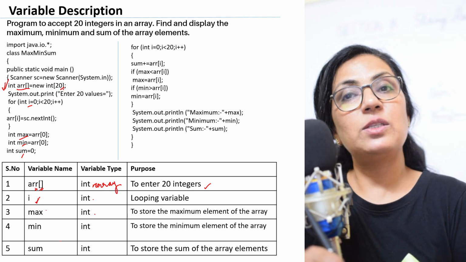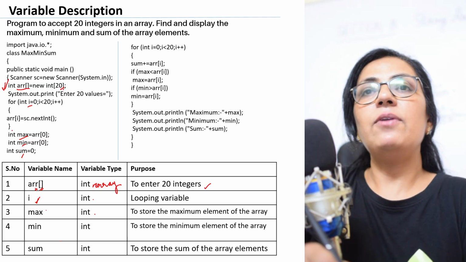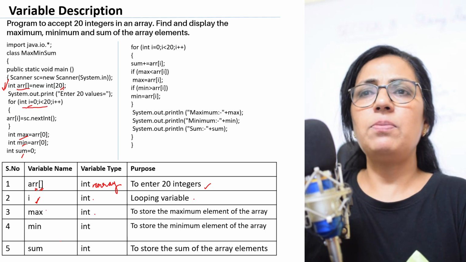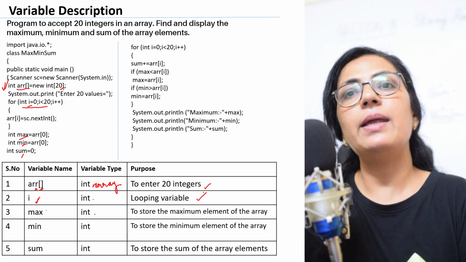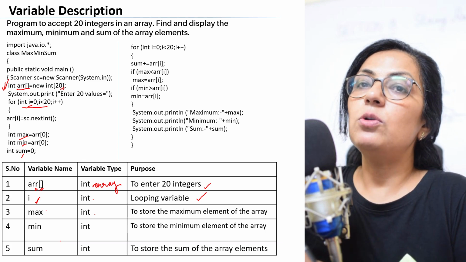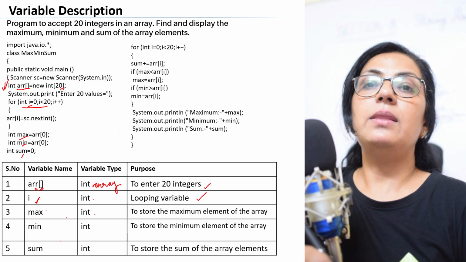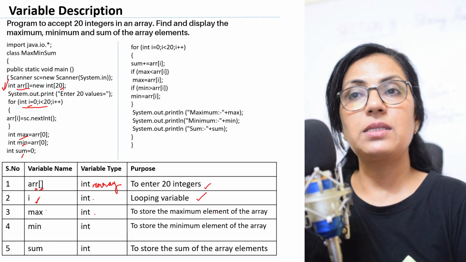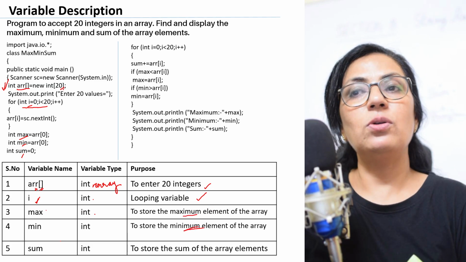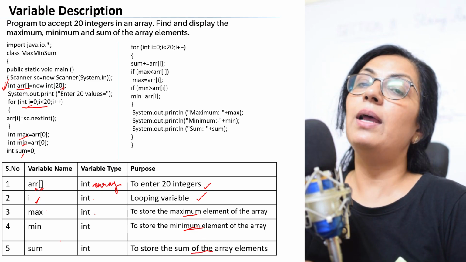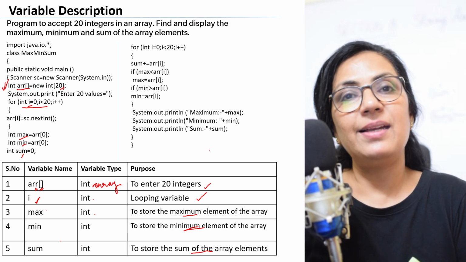Then come to the next variable, that is i. If you see here, we have used i in the for loop. So just mention looping variable, right, children? Then max, min, sum. As per the question, we have taken these three variables which are of int type to store the maximum element of the array, to store the minimum element of the array, and to store the sum of the array elements. That's it, children.